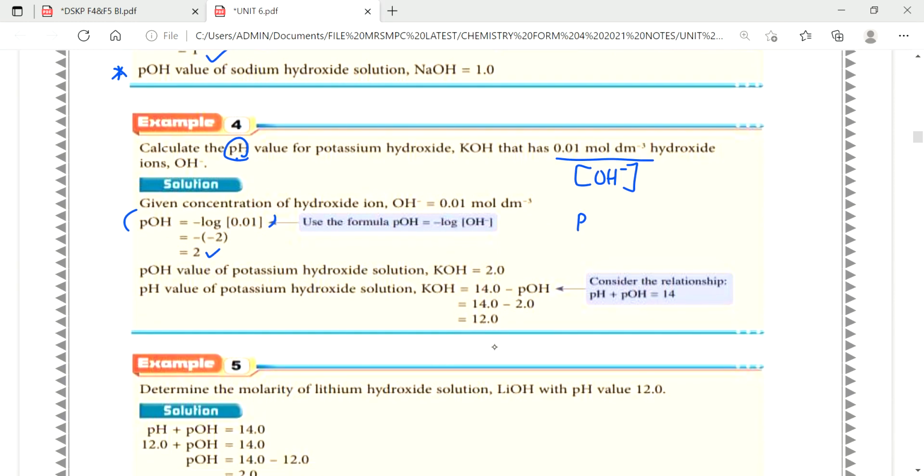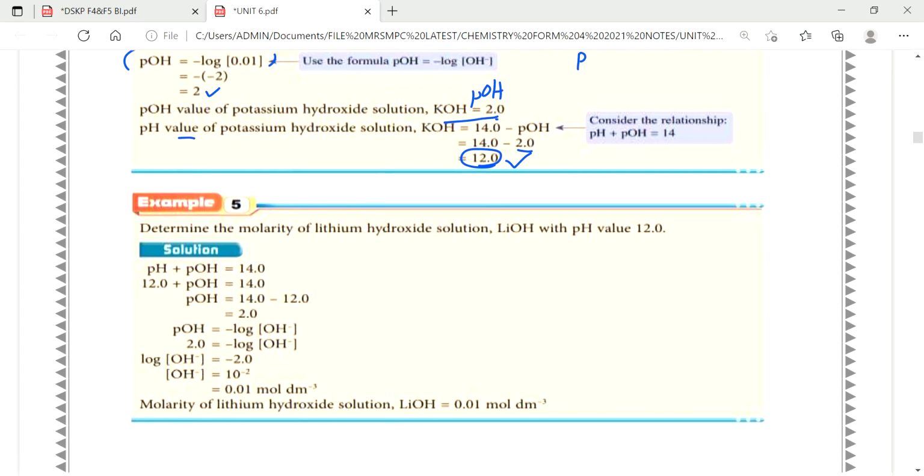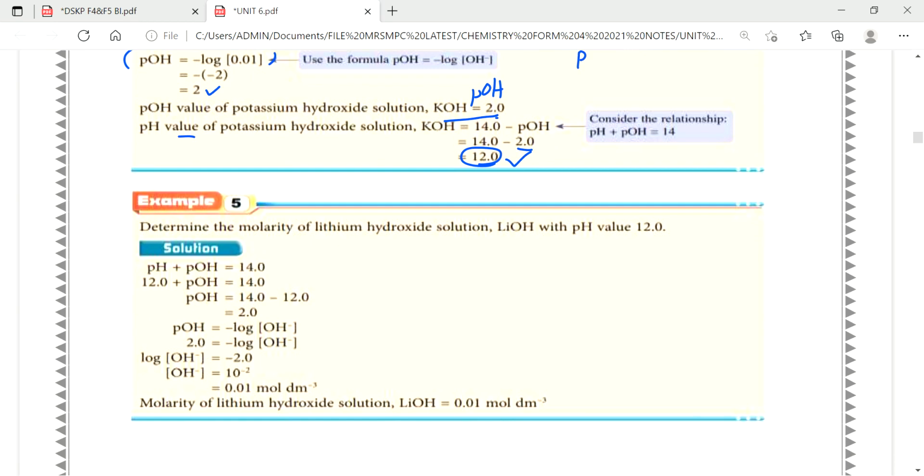Okay, so tengok di sini. So dah dapat dah pOH ni. So nak dapatkan pH value, you guna formula tadi 14 tolak pOH tadi, dan kita akan dapat pH dia adalah 12. Itulah cara nak menjawab. So example 5, determine the molarity of hydroxide solution with pH value 12. Dia bagi pH value 12 pula.